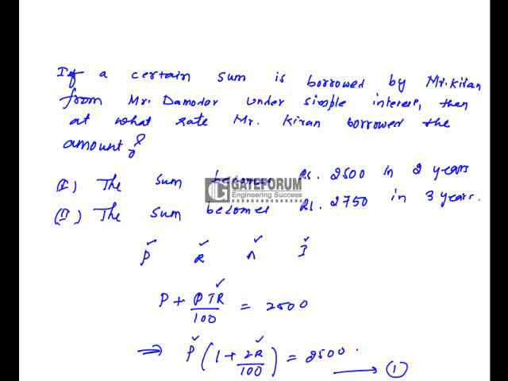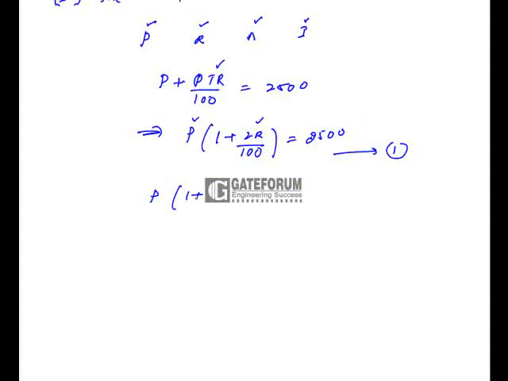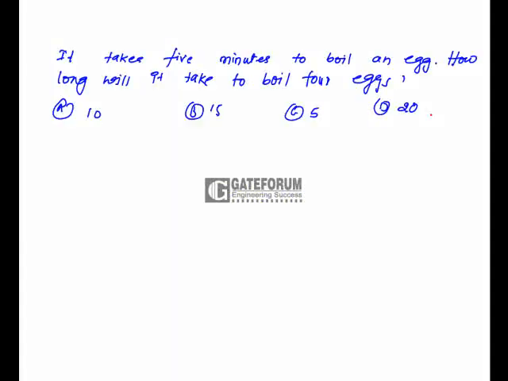Now let us look into statement 2. The sum becomes 2750 in 3 years. So this is nothing but P times (1 plus 3R by 100). The only change is time. That is equal to 2750. Same conditions apply, so we cannot answer this question by only statement 2. Now clearly, if we divide 1 and 2, you will get the value of R, and R will be 12.5. So you can answer this question by using both the statements. So the option is C.